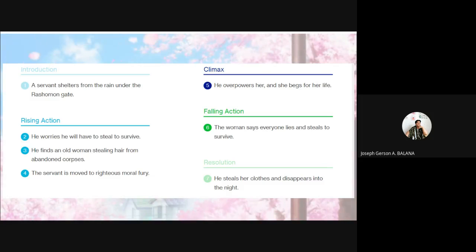So even the character of the servant is actually trying to undergo some change, okay? A particular change in his personality from first becoming righteous, no? First he got angry because she stole hairs from the dead bodies, and then now he himself became a thief by robbing the old woman. Okay. Number 4, question number 4.